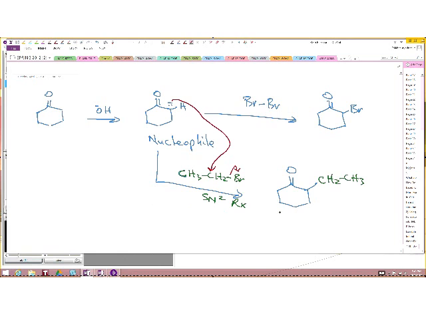Now, I could take that molecule and react it with step 1, LDA. What LDA will do, because it is a bulky molecule, instead of coming here to abstract this hydrogen, it will come here to pick this hydrogen. In other words, because of the bulkiness, what we call steric hindrance.